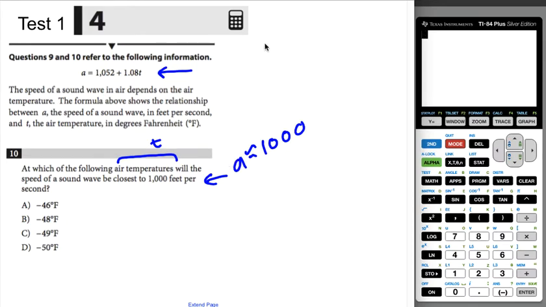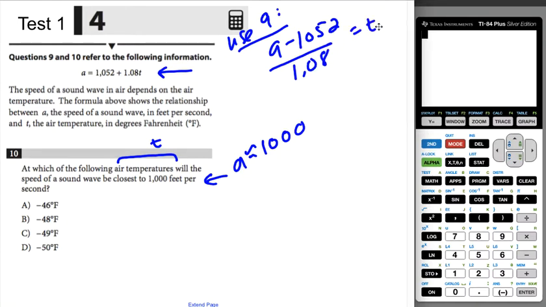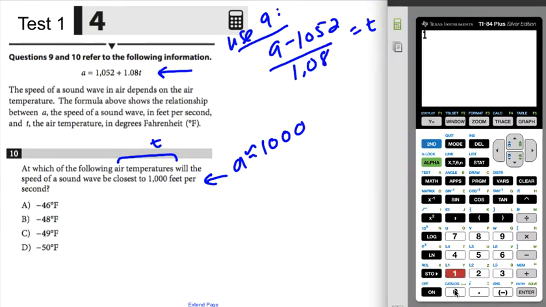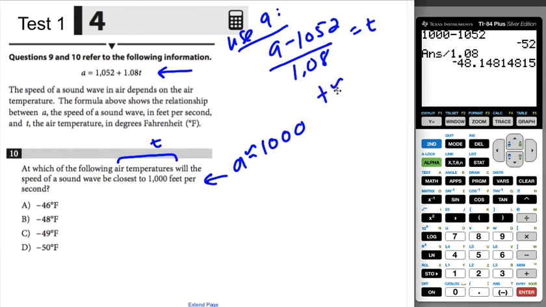So one way to do this is you could actually use your answer from number 9, where you got A minus the 1,052 divided by the 108 gives you the temperature. And honestly, that's probably one of the easier options. You already did the work in 9, so you could do 1,000 minus the 1052, enter, and then divide by 1.08. And you'd get that the temperature is approximately negative 48.148-ish, which is closest to this, and that answer is B.